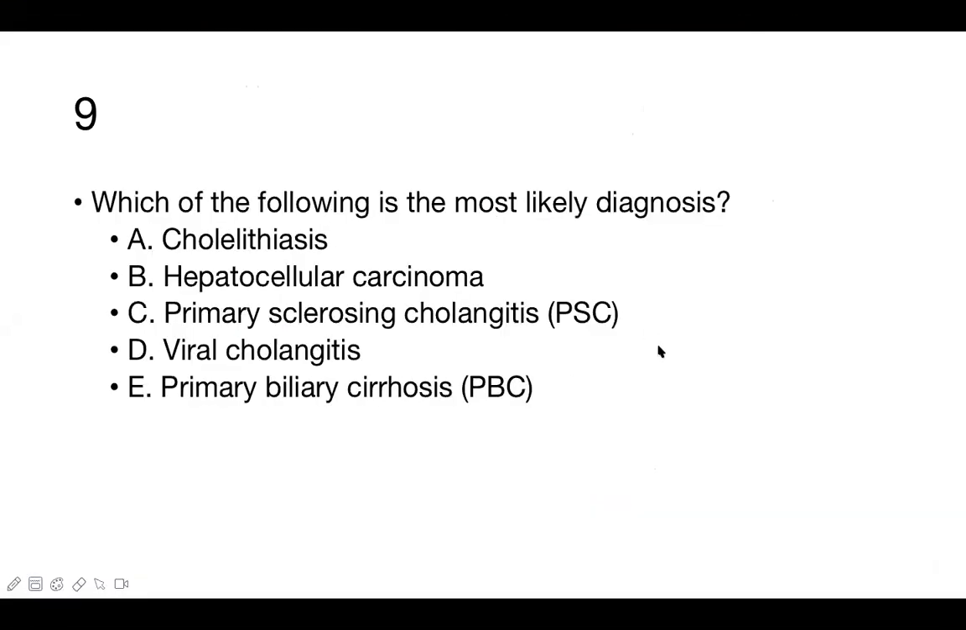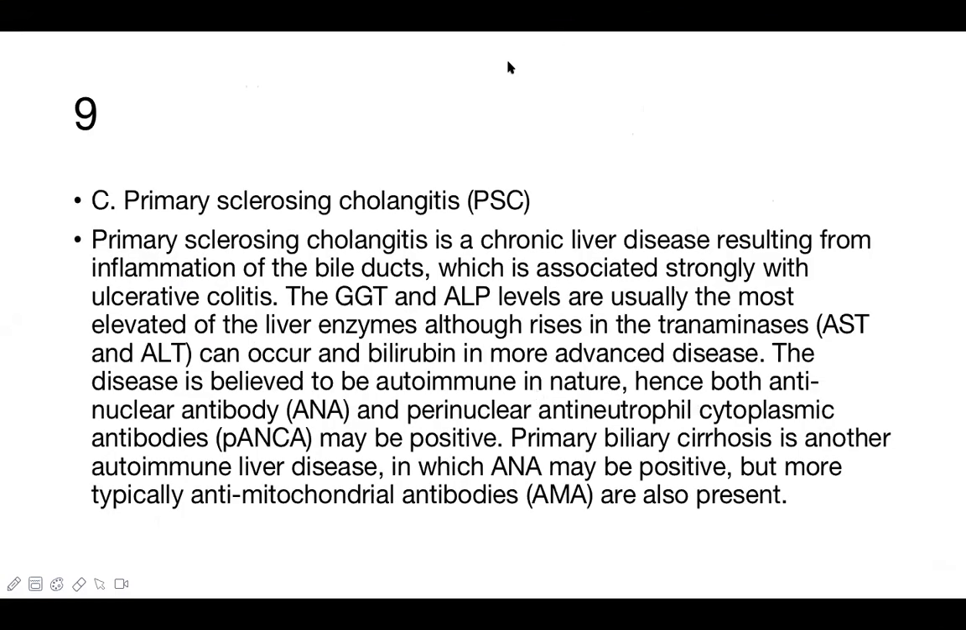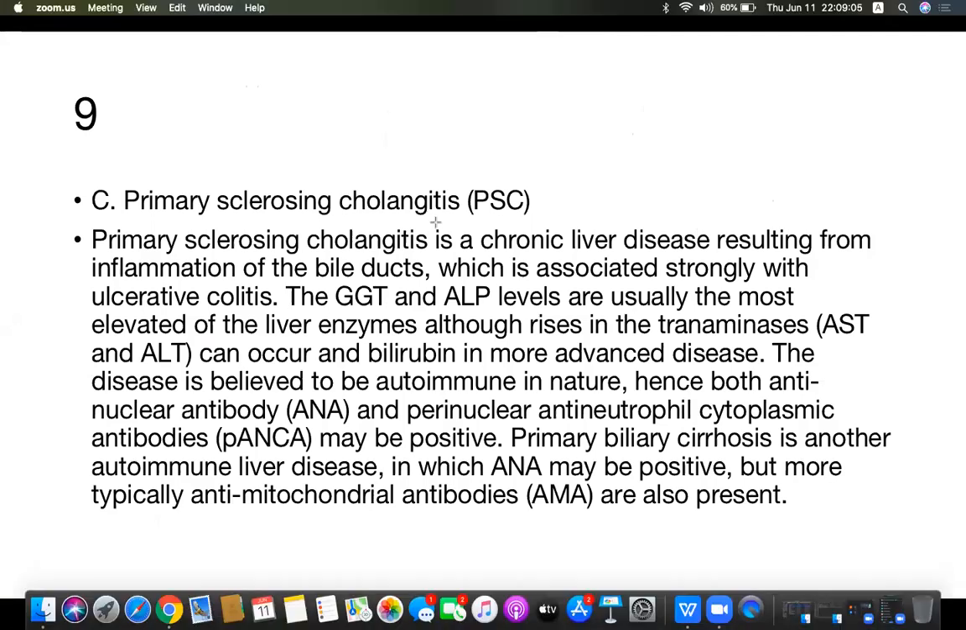Okay, let's see the explanation, then we'll end today's discussion. Now see here, let's learn a few new things. Primary sclerosing cholangitis is a chronic liver disease which results from inflammation of the bile duct, and this is associated strongly with ulcerative colitis. Very good, you are picking it very correctly.